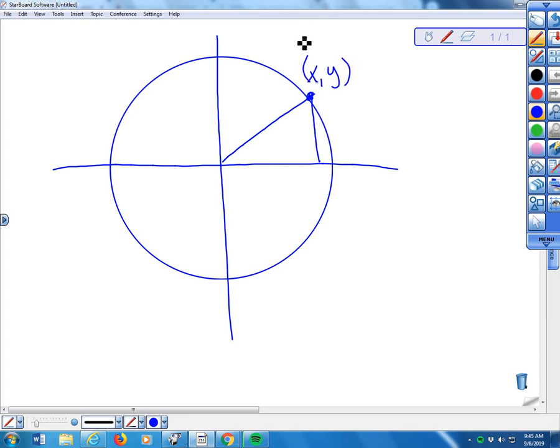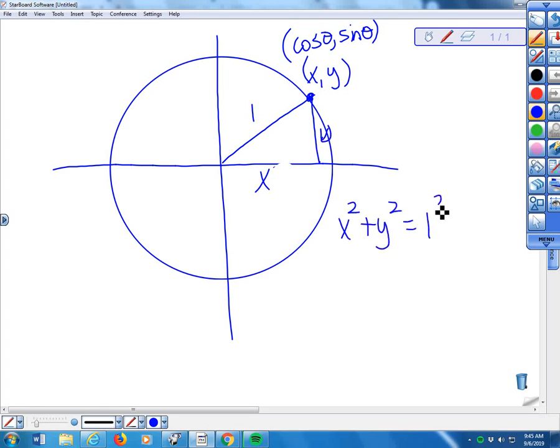We also said this could be... remember that? Okay. So if this is 1, the Pythagorean theorem tells us, if this is x and this is y, x squared plus y squared equals 1 squared. Right? So x squared plus y squared equals 1.